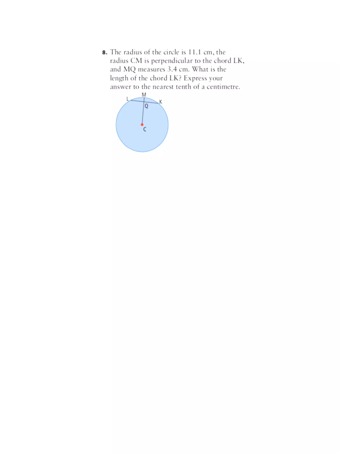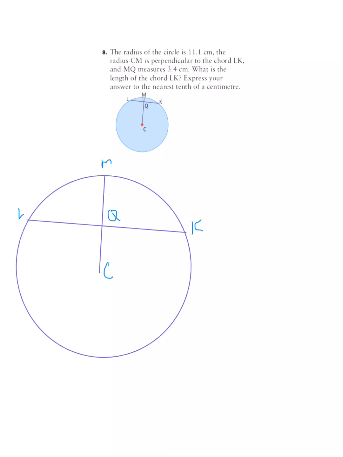So what I'm going to do is just redraw this circle and fill out some lengths. All right, so it looks something like that. It says the radius CM is perpendicular, so because it's perpendicular, we know this is 90 degrees. And it says the radius is 11.1 centimeters. The temptation is to label this entire length as 11.1, but that actually won't help us that much or at all. So what we have to do is draw another radius here, because remember this was the center of the circle. And we're going to label this one as 11.1 centimeters.